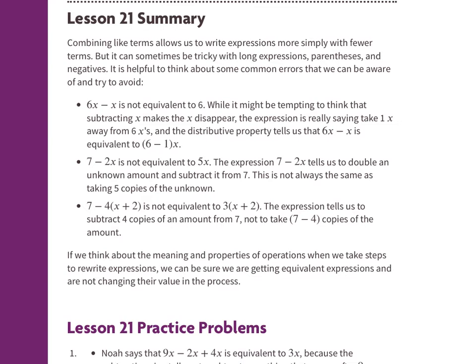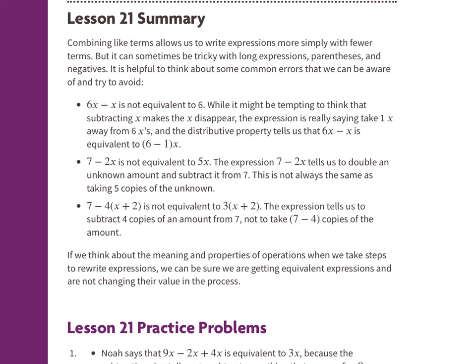And the distributive property tells us that 6x minus x is equivalent to 6 minus 1 times x. Okay? 7 minus 2x is not equivalent to 5x. The 7 doesn't have an x, so we can't combine them. The expression tells us to double an unknown amount and subtract it from 7. This is not always the same as taking 5 copies of the unknown. And 7 minus 4 times the quantity of x plus 2 is not equivalent to 3 times x plus 2. The expression tells us to subtract 4 copies from the amount of 7, not take 7 minus 4 copies of the amount. So you have to get rid of the parentheses first. If we think about the meaning and properties of operations when we rewrite expressions, we can be sure we are getting equivalent expressions that are not changing their value in the process.